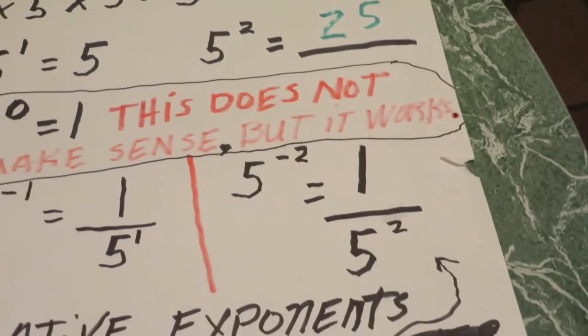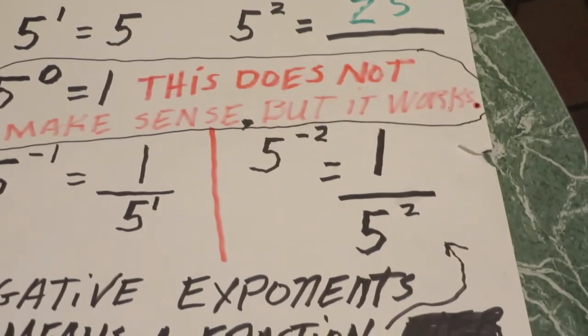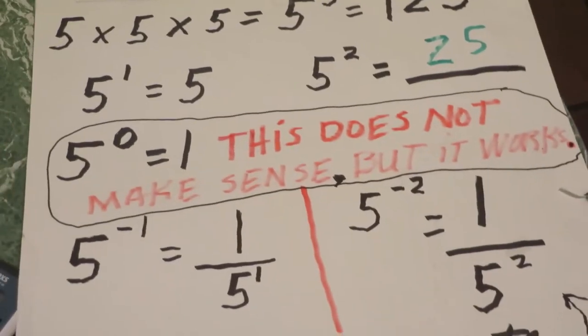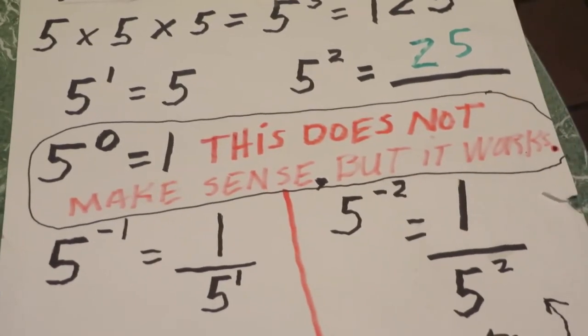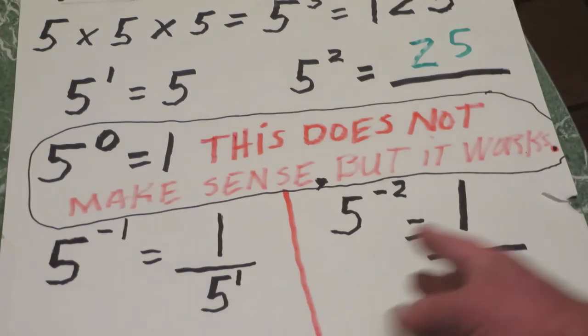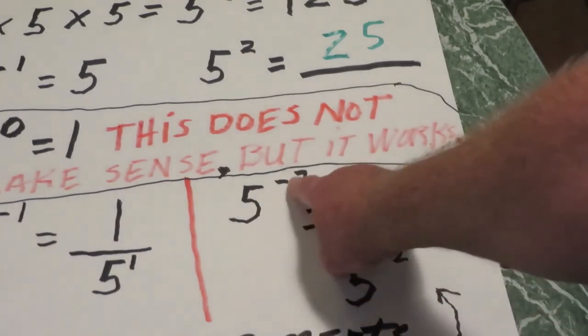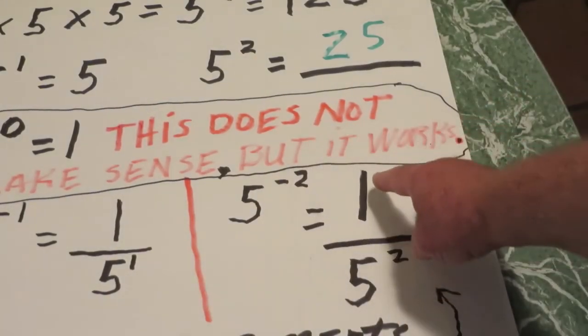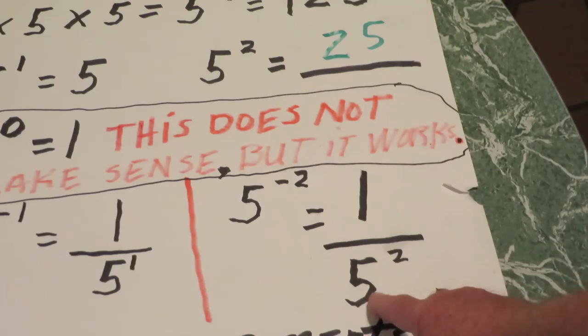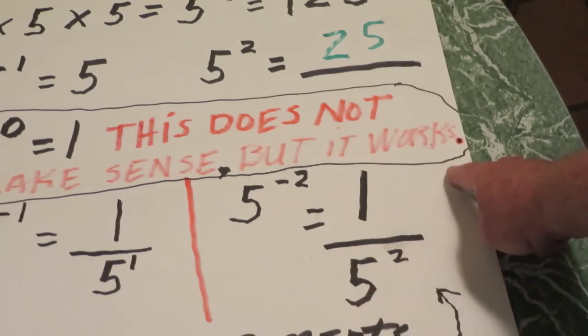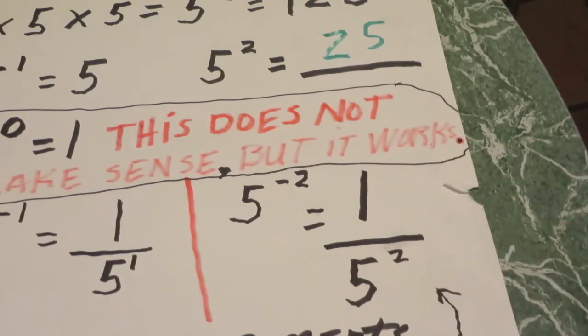So don't get worried about this stuff. Just realize that when you see a negative exponent, the easiest way to deal with it is just to change it to a fraction, and then you can continue with it. So with this one, we would change 5 to the negative 2 to 1 over 5 to the second power. And then if we want to, we can go ahead and make it 1 over 25.